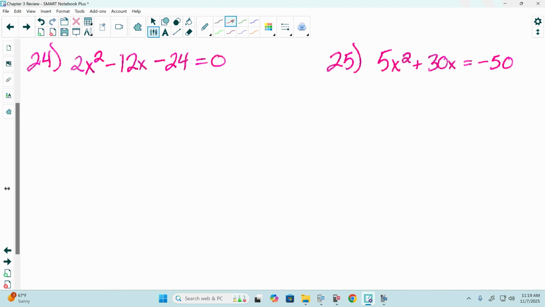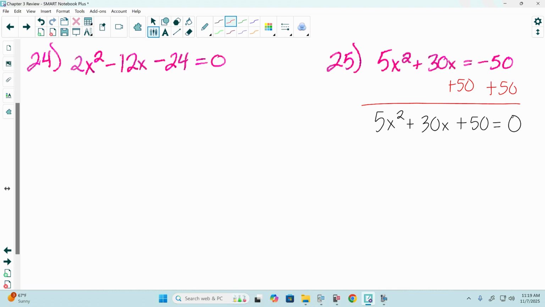Now, we don't necessarily have to, but it might be helpful for some to get the equation equal to 0 first. Might be helpful to get the equation equal to 0 first, because again, we do definitely need the variables on the same side, not necessarily the constant term, but if it helps, get it equal to 0 first.